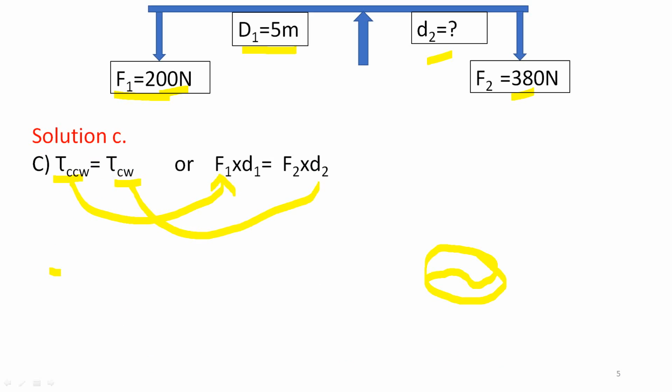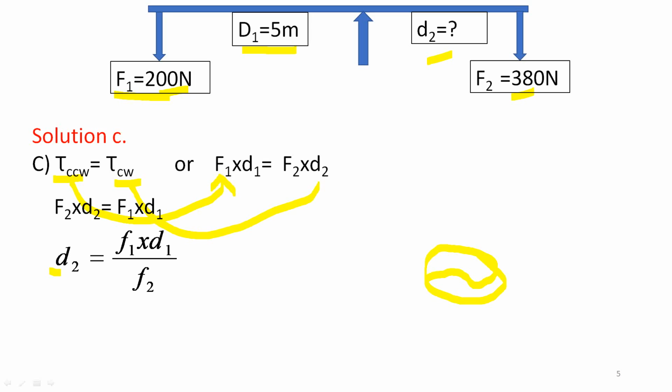So firstly, counterclockwise movement is produced by F1. So that is CCW, the torque is given by F1 times d1. Torque clockwise is given by F2 times d2. So d2 is this one, F2 is the 380 Newton. And the next step we have is F1 times d1 is equal to F2 times d2. That is just to calculate the missing variable.